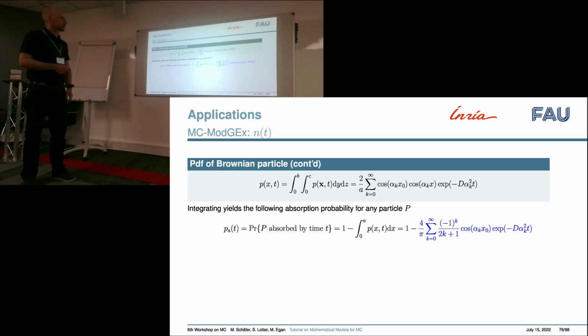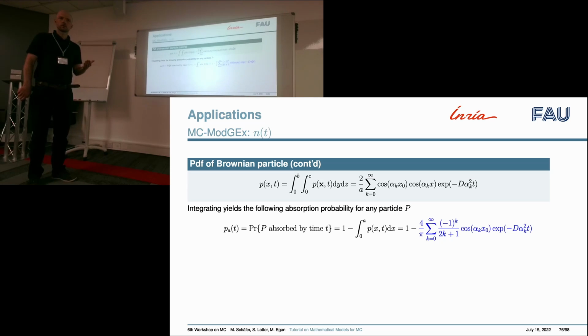Okay, so if we plug in the series expansion here, and we have a closer look, we see that we basically have a sum of decaying exponentials here, right? So over time, what would happen is that each of those exponentials would go to 0, but they would go to 0 at different speeds.